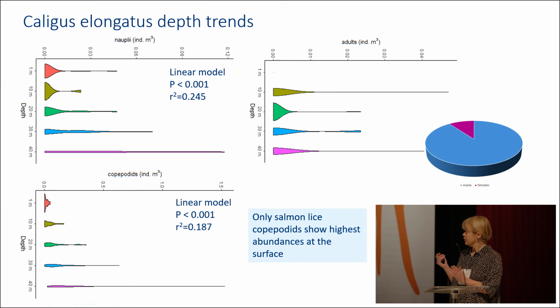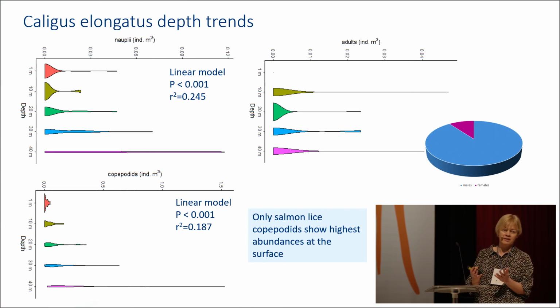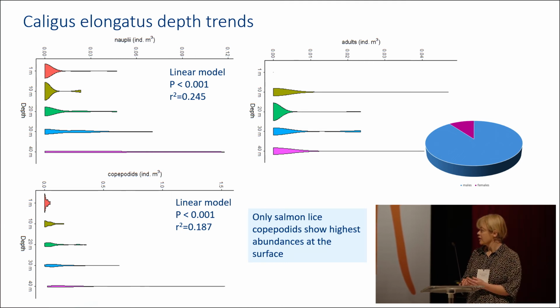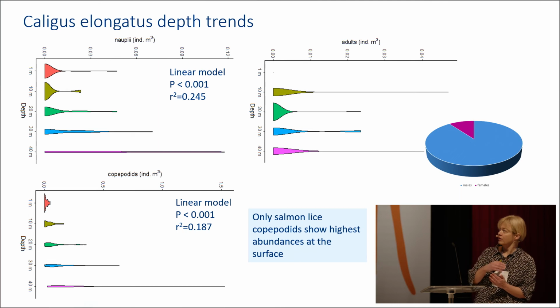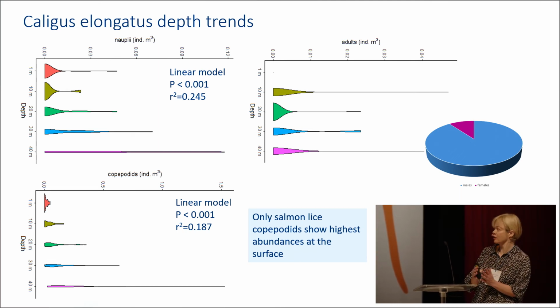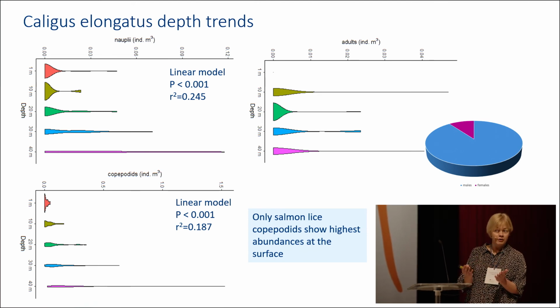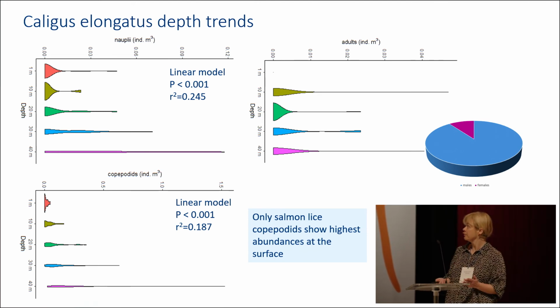And one other thing which is quite interesting about the adults is that we almost only found males in the planktonic samples. So if we look at all these stages and both species, it's actually the salmon louse copepodites that show a different behavior from all the others.